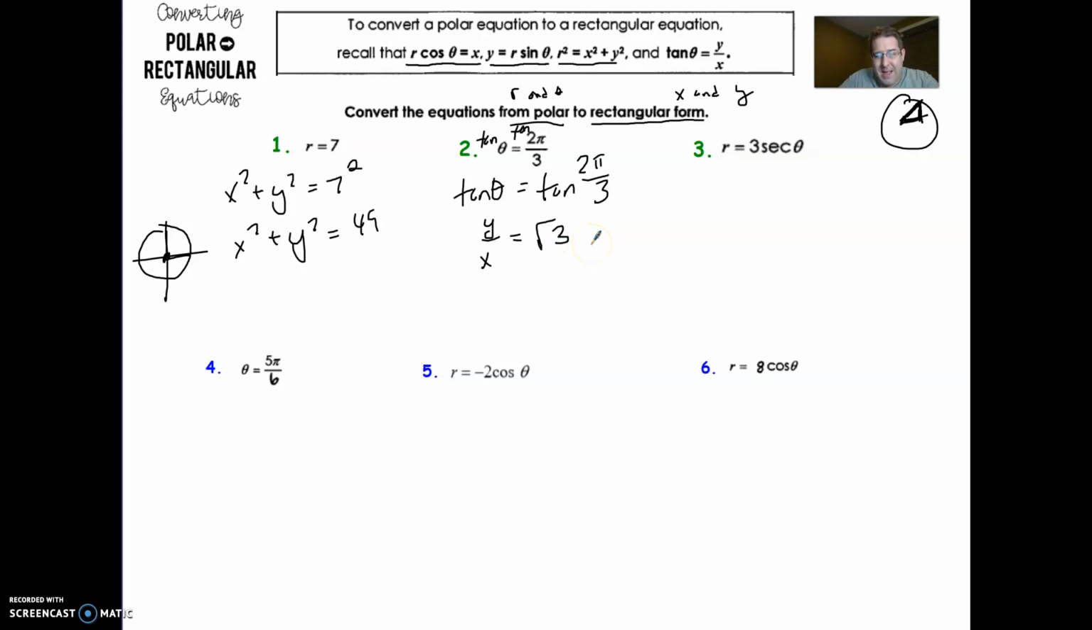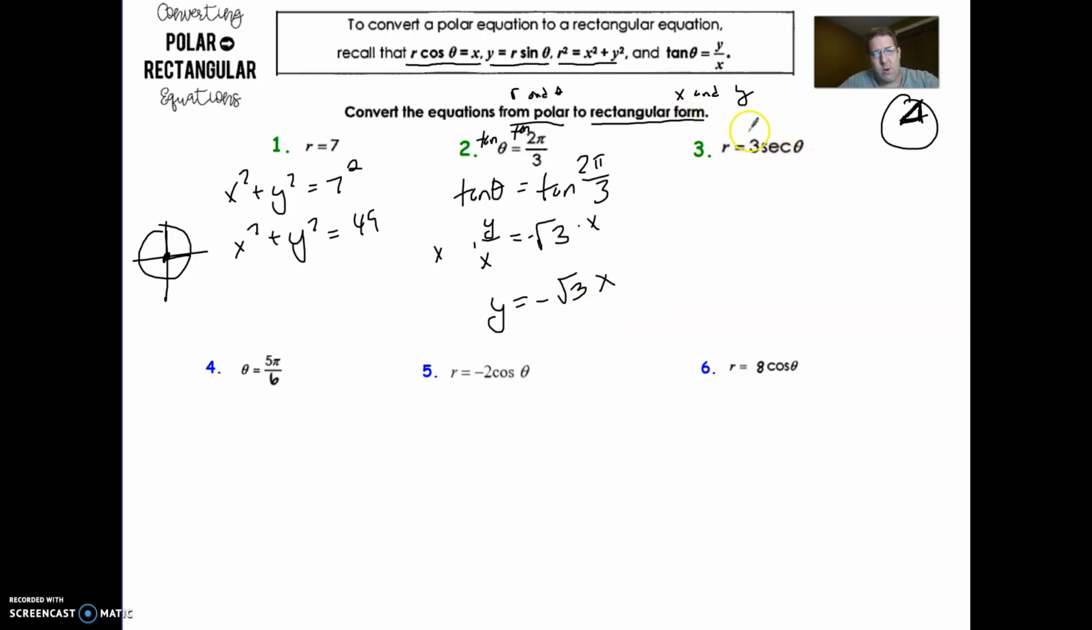Now, tangent in the second quadrant is going to be negative. So it's going to be negative square root of 3. All right, so the last thing I would do, since I want to relate this to x and y, is simply multiply both sides by x. And I get y equals negative square root of 3 times x. There's your equation, which you can now put into your calculator and see what that would look like. So you couldn't necessarily put the polar into the calculator, but you can put this into the calculator.